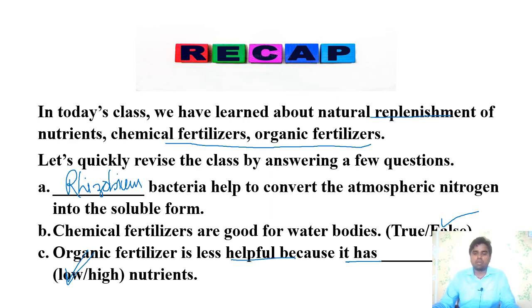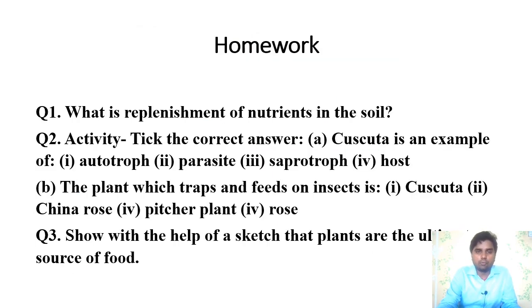Okay, so we have studied this. Now a few homeworks for you, students. What is the replenishment of nutrients in the soil? And you have to do one activity. You have to choose the correct answer: Cuscuta is an example of autotroph, parasitic, saprotroph or host. Next, the plant which traps and feeds on insects is Cuscuta, China rose, pitcher plant or rose. Next, show with the help of a sketch that plants utilize different sources of food.